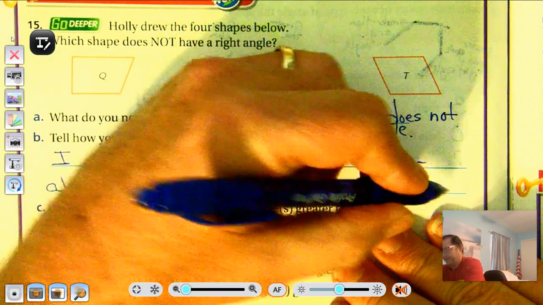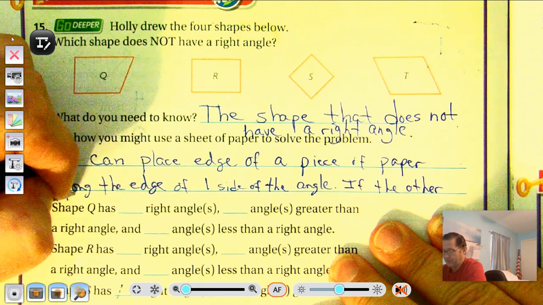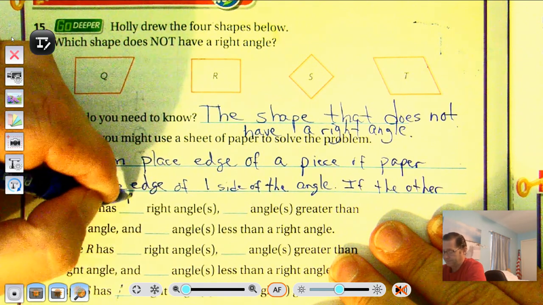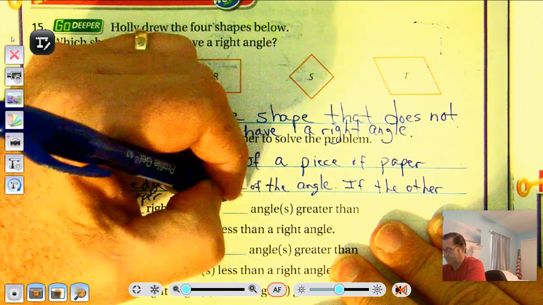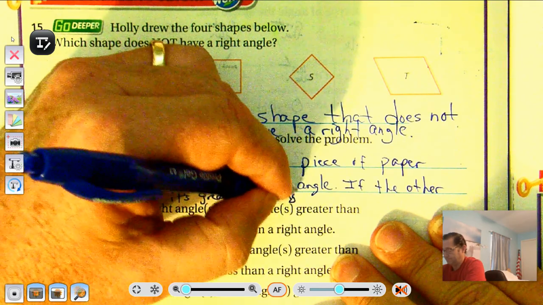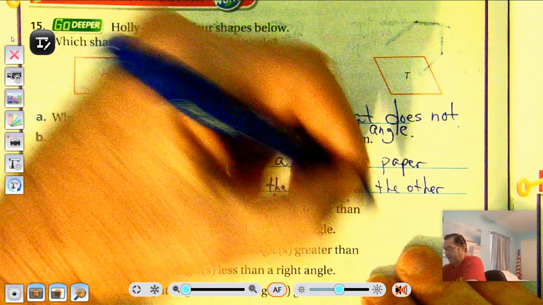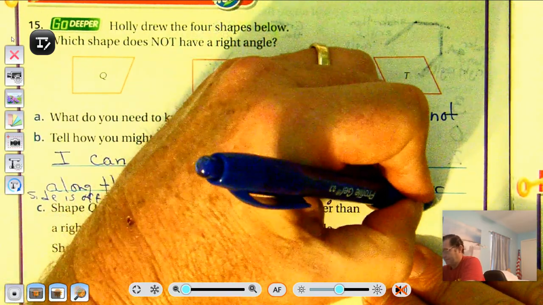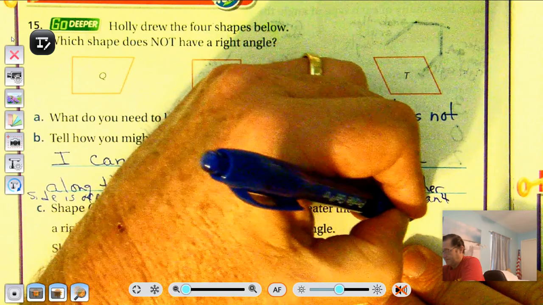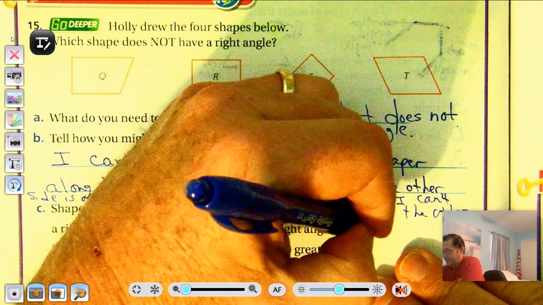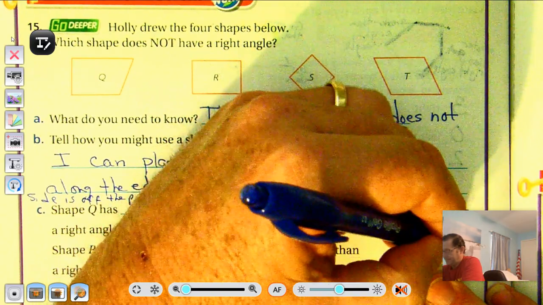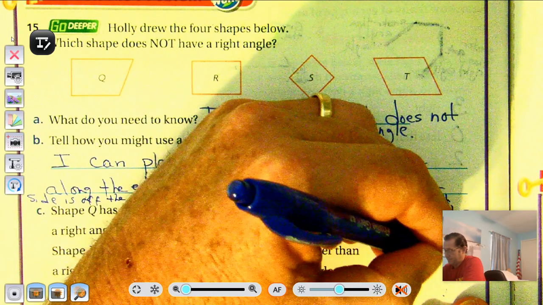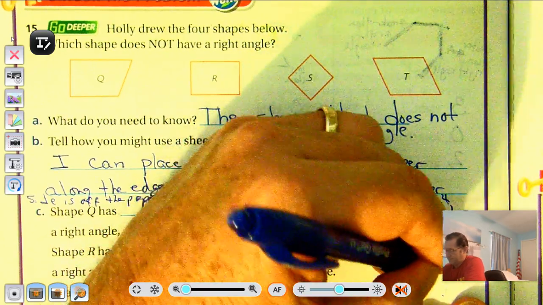If the other side is off the paper, it's greater than. If I can't see the other side of the angle, it is less than. Okay.